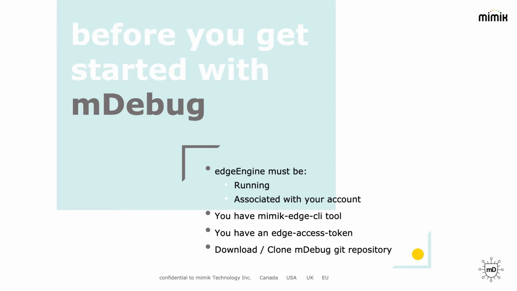In order to use the mimik edge CLI tool, we need to have the edge access token, and we also need the mDebug microservice itself, and you can get that from GitHub. The link to the GitHub repository that has mDebug and some other documentation related to it will be in the description.